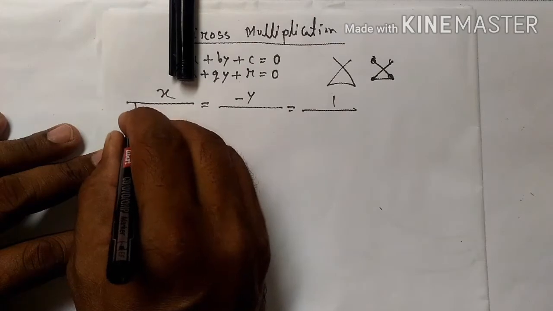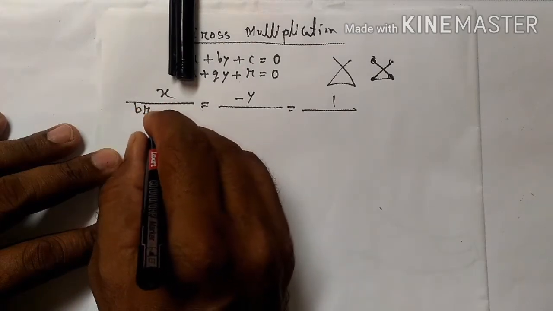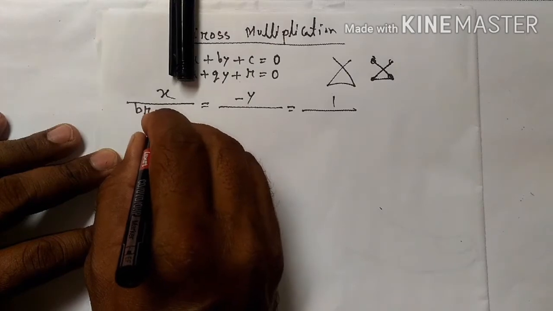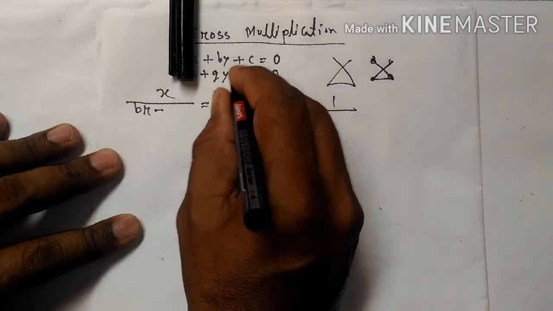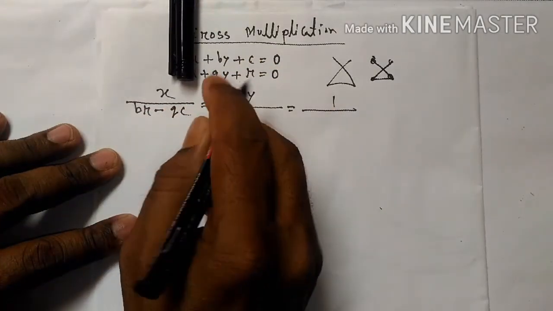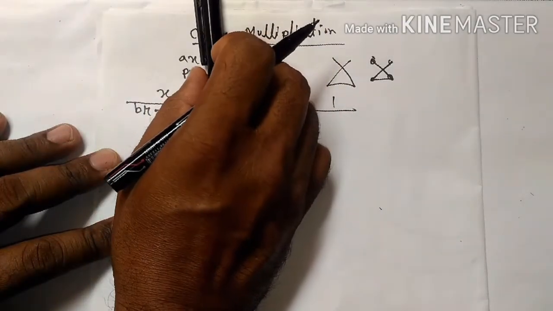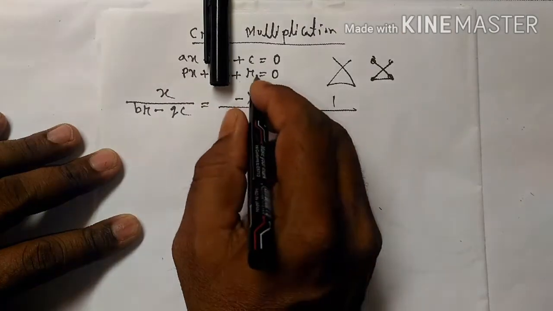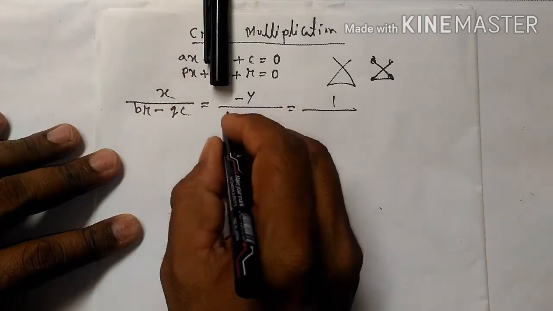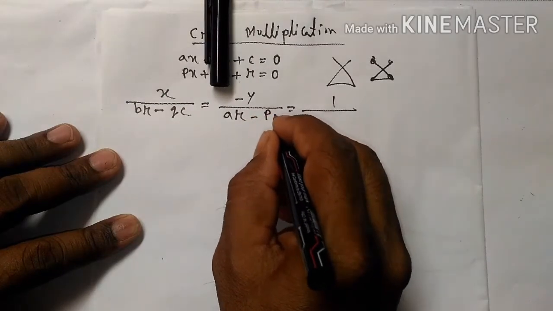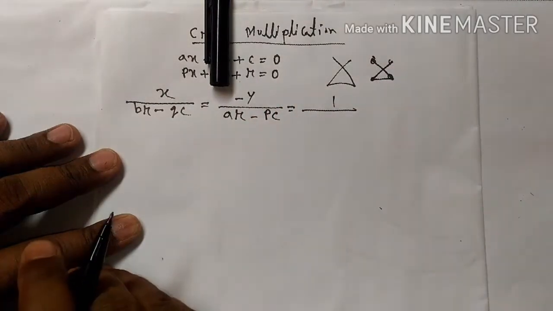So it is b into r, and always there is a minus in between the two multiplications, minus q into c. After that it is y, so you have to remove y, so it is cross a into r, minus p into c. Same process. Just remember this cross process.